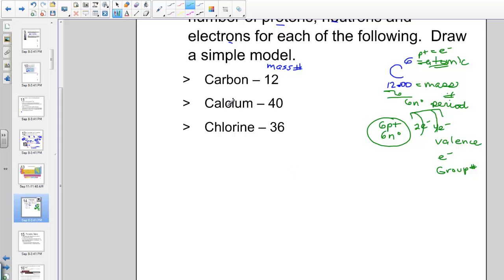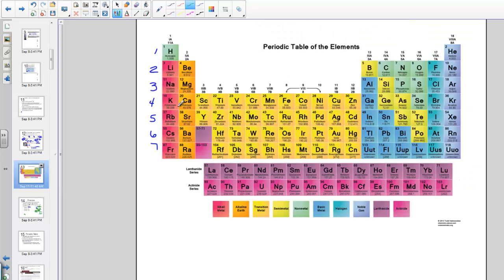Shall we try a calcium? Calcium has an elemental symbol of Ca. It lives right here on our periodic table. It's in period 4, group 2A. We will end up drawing 4 energy levels, 4 rings, and in the last ring we are going to place 2 electrons, and I bet by the time we're there it will add to 20.